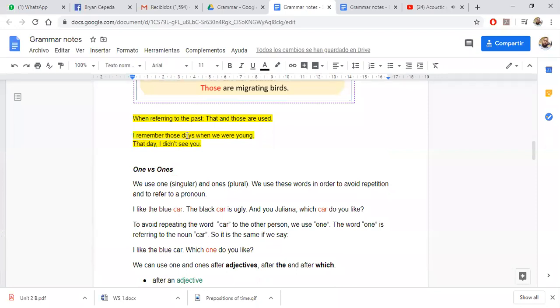Why do we use that and those to talk about the past? Because we are not talking about the present, we're talking about the past, a moment that is far, okay? In time, that moment is far, is distant. So that's why we use that and those to refer to the past.